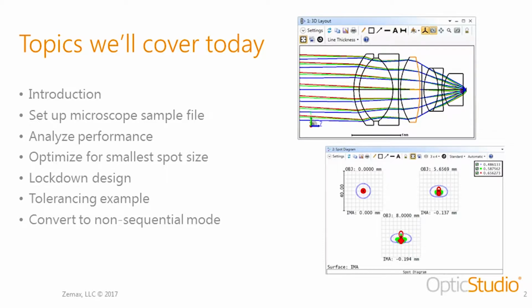All right, so here's an outline of the topics that we will be covering today during this demonstration. I'll start with just a quick introduction about myself, and then we will jump right into OpticStudio and start with a microscope sample file. Then we will analyze the initial performance, and then we'll optimize the system using a variety of our optimization tools. After that, we will lock down the design so that we can run a few different kinds of tolerance analyses, and then we will convert the file to non-sequential mode for stray light analysis.